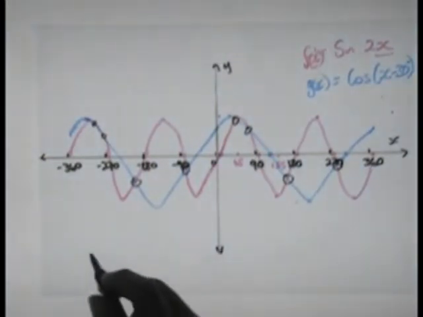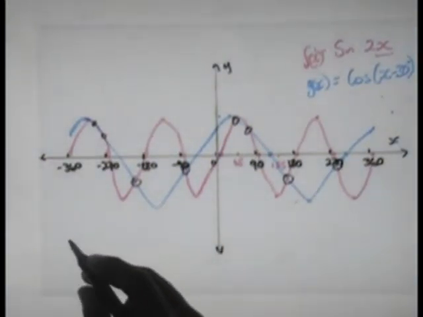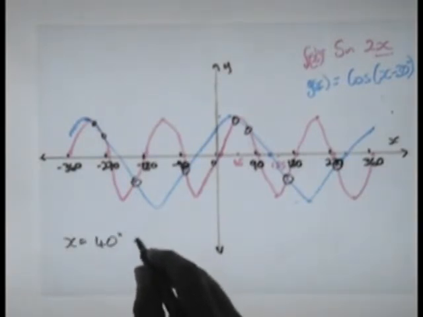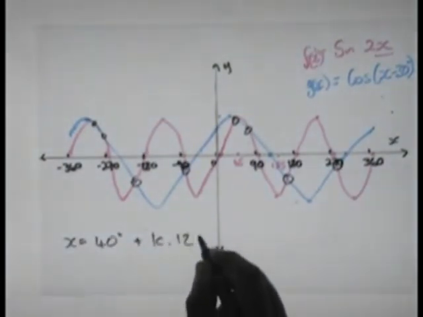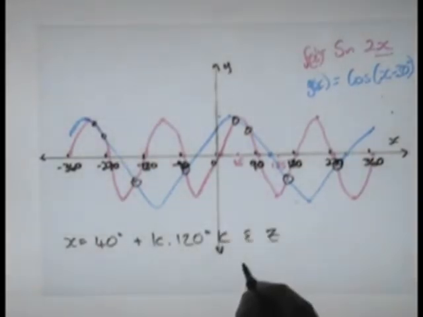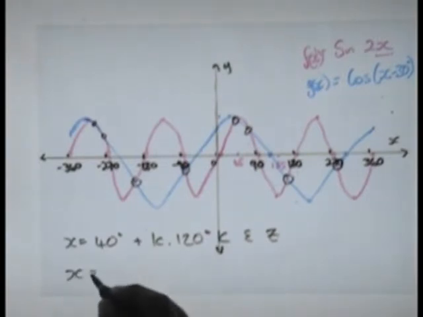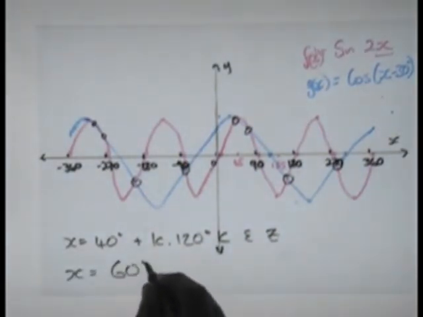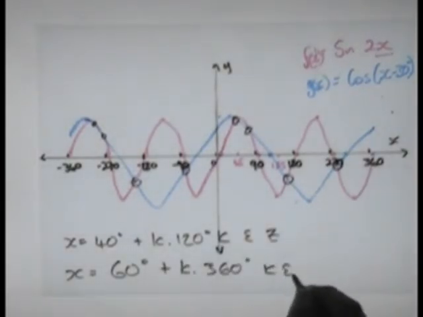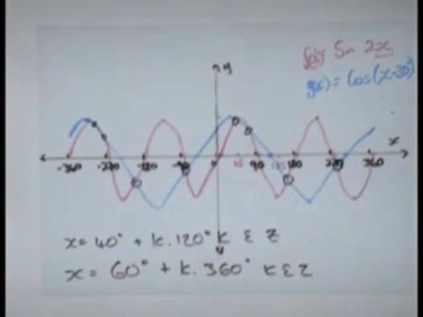On this, let us put our two solutions. Our one solution was x is equal to 40 degrees plus k times 120 degrees, where k is an element of integers. Our other solution was x is equal to 60 degrees plus k times 360, again where k is an element of integers. Now let's try and find our points of intersection.